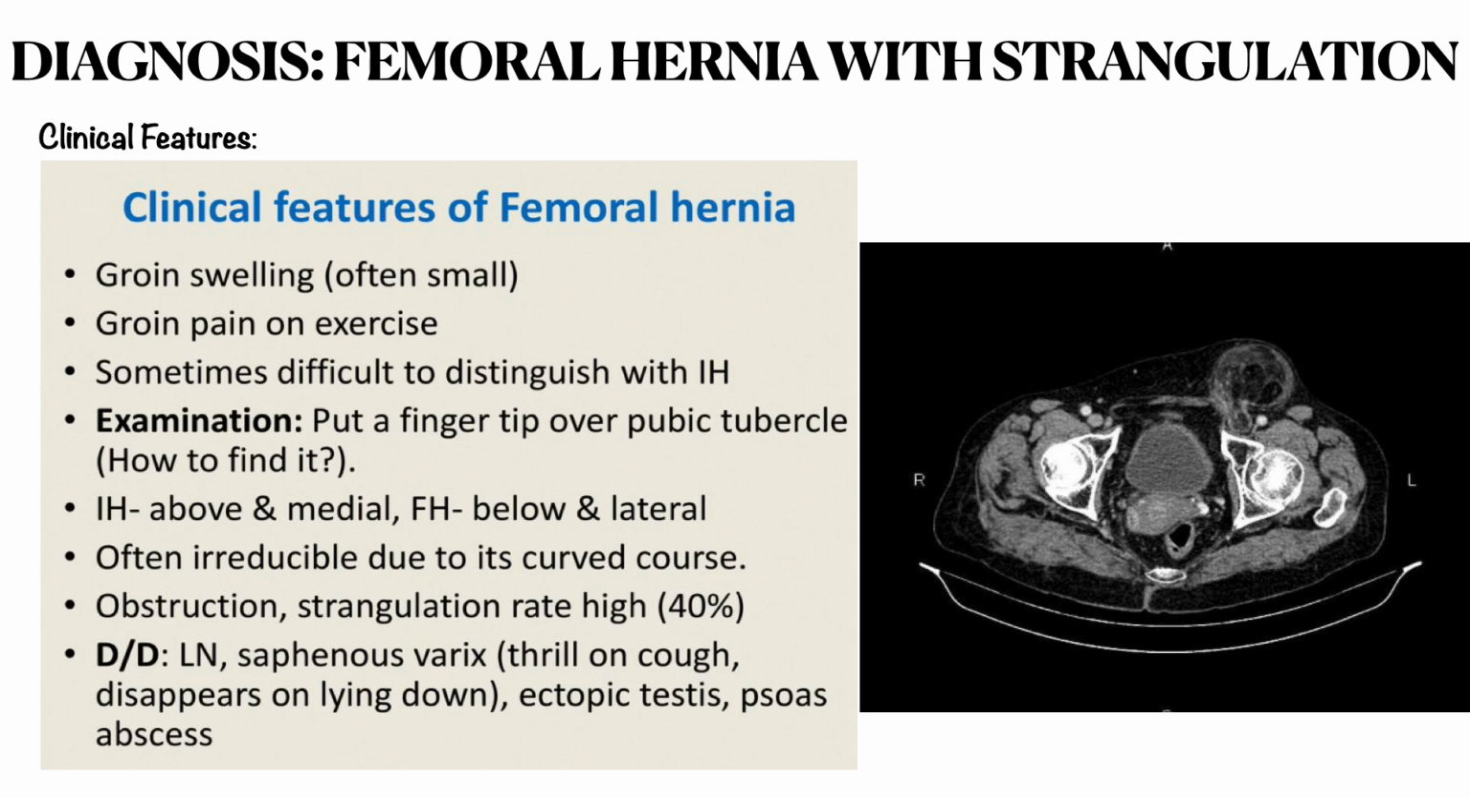to distinguish from inguinal hernia, and on examination we have to put a fingertip over the pubic tubercle. Inguinal hernia is above and medial, but femoral hernia is below and lateral. That is the difference. It is often irreducible due to its curved course, right? And obstruction and strangulation rates are very high, up to 40%.